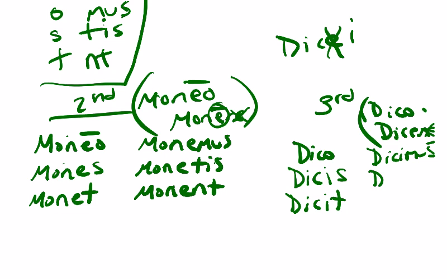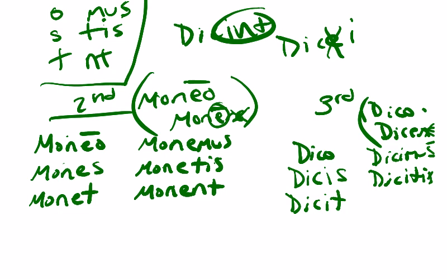Dicimus, dicitis. And then here's the issue. That's a D-I-C-I-T-I-S there. Here's the issue here. Now I would have dicint. But INT is a big no-no for the Romans for whatever reason. So what I'm going to do is take that I, and down here in the third plural to say they, I'm going to change it to a U. It's going to be dicunt.